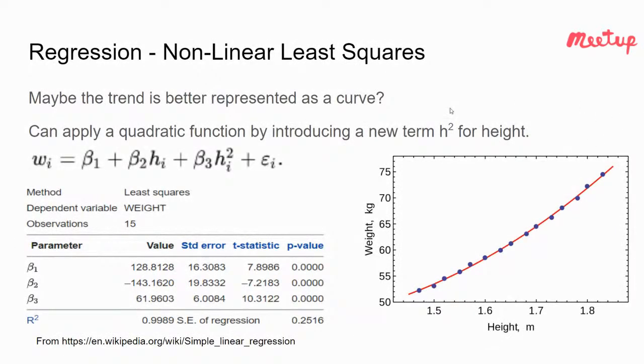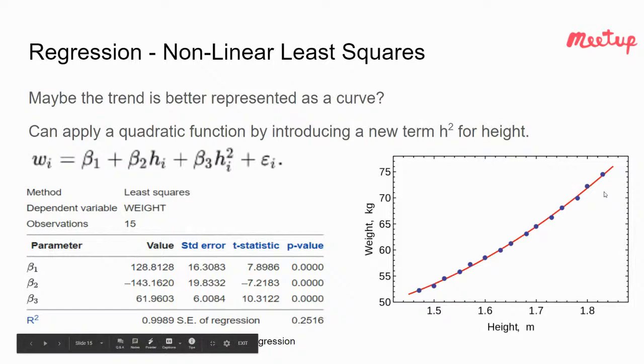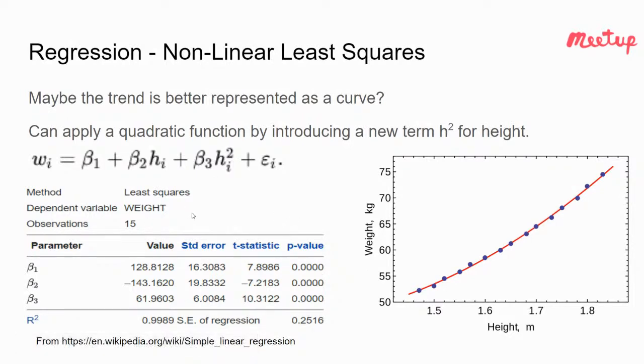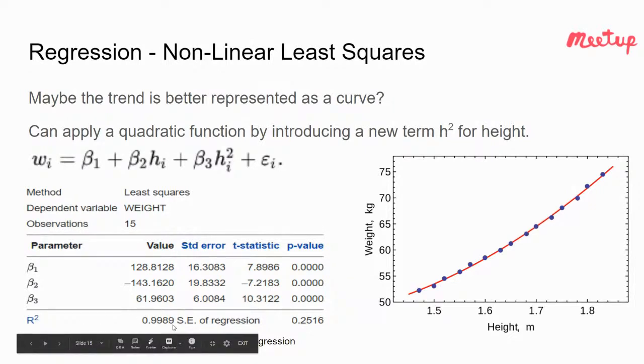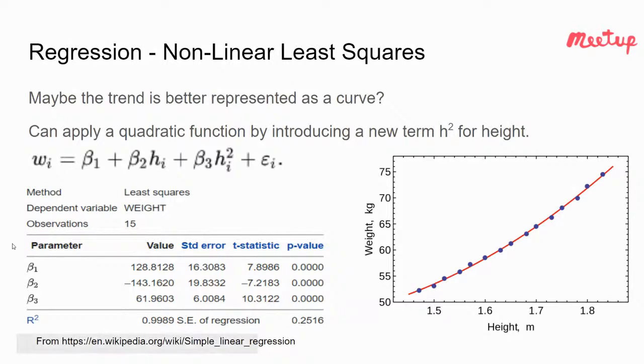So you can also model this by a curve. In this case, you have to take an additional term for height squared because it's a polynomial curve of degree 2. And I've taken the value from Wikipedia of a computer calculation of the various parameters. And this B1, B2, B3 in this equation defines a curve that fits all these points as exactly as possible. And it has quite a high R squared of 0.9989, which is nearly 1. So there's a very high correlation.